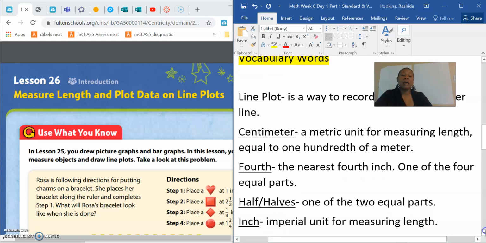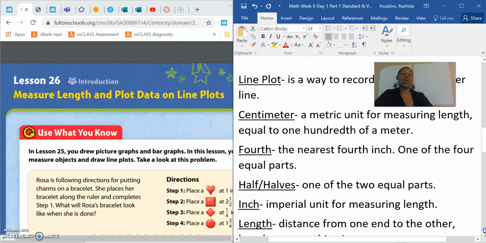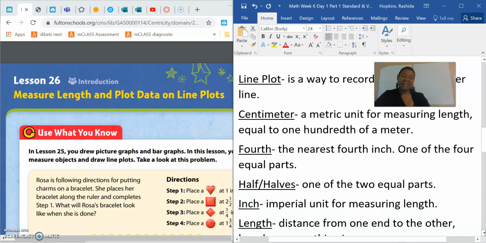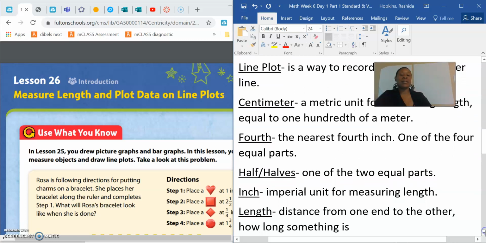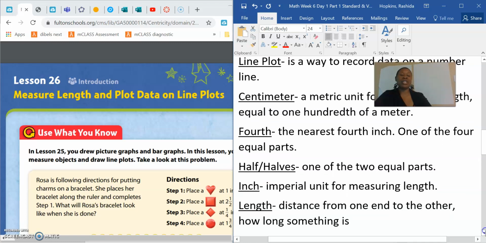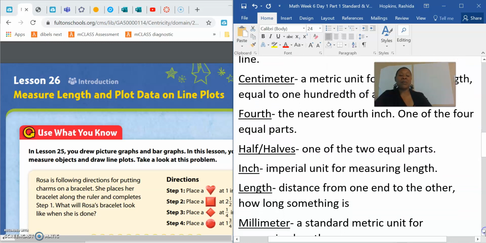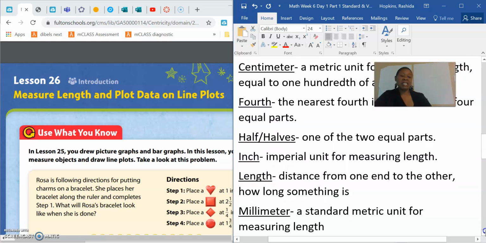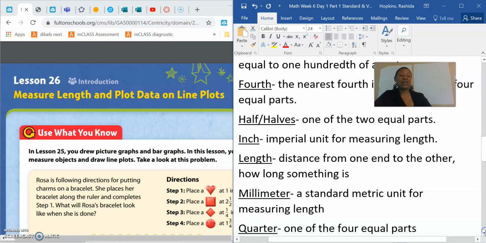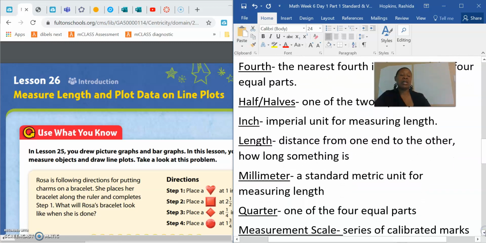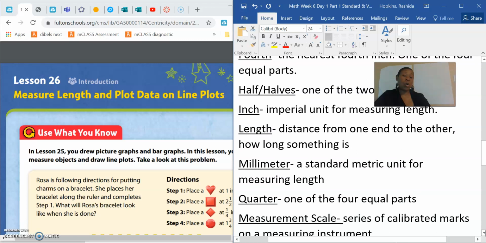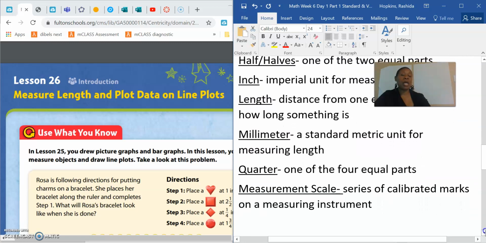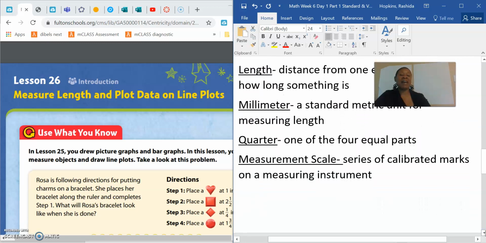equal parts. We have half, one of the 2 equal parts. We have inch, the imperial unit for measuring length. And we have length, the distance from one end to the other, or how long something is. Millimeter, a standard metric unit for measuring length. The next word, quarter, one of the 4 equal parts. And then lastly, we have measurement scale.